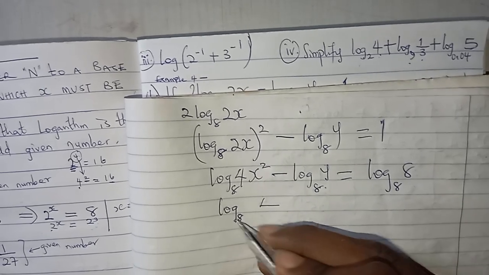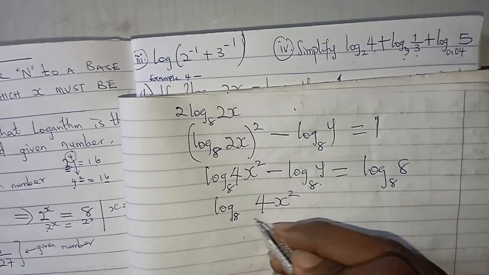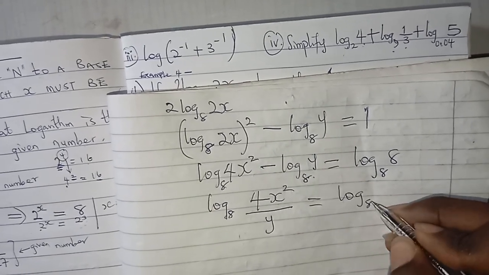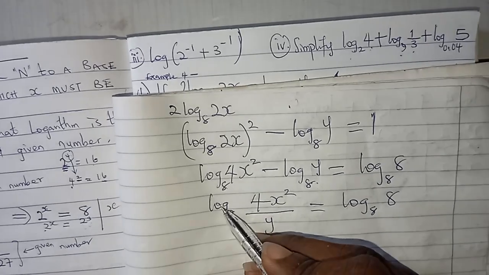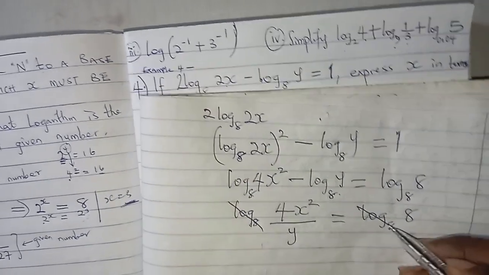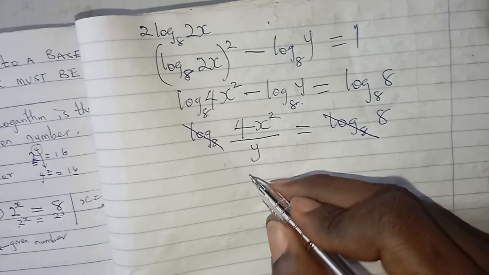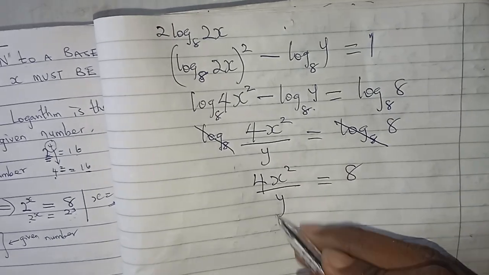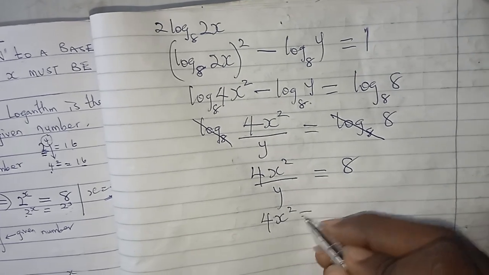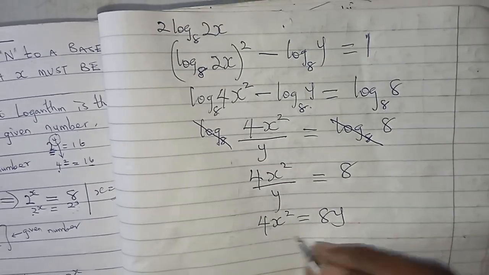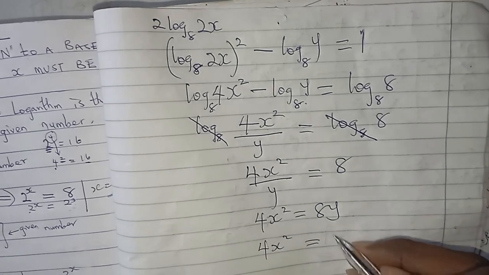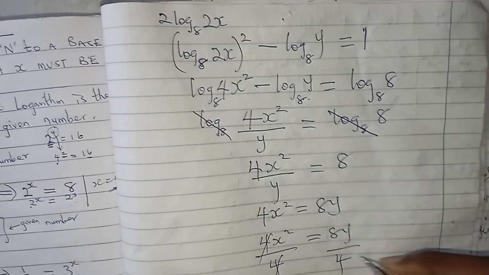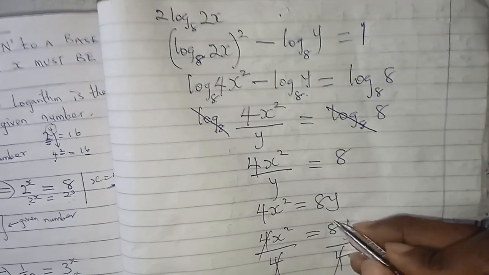I have minus here. This is the same thing as saying bring the logs to one side: log 4x squared all over y equals log 8 to base 8. See that I have log 8 here and log 8 here, so this takes care of this. So I now have 4x squared all over y equals 8. Now 4x squared equals 8y. So I can divide both sides by the coefficient of x squared, which is 4: 2 here, 4 here.